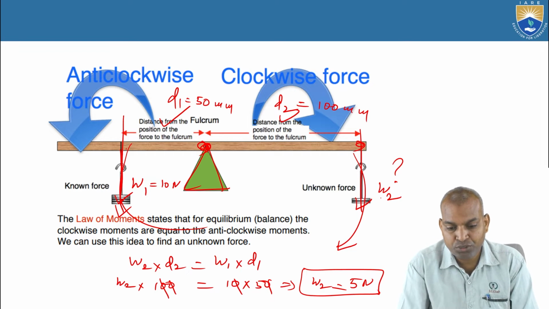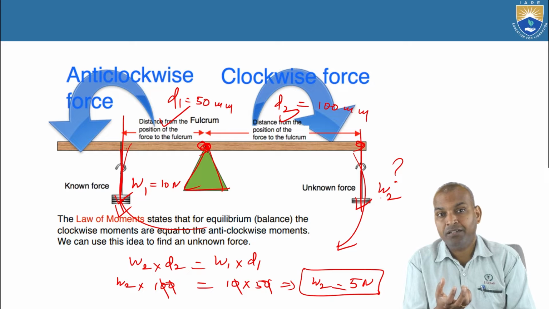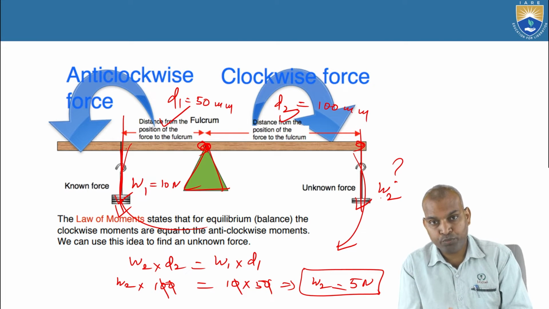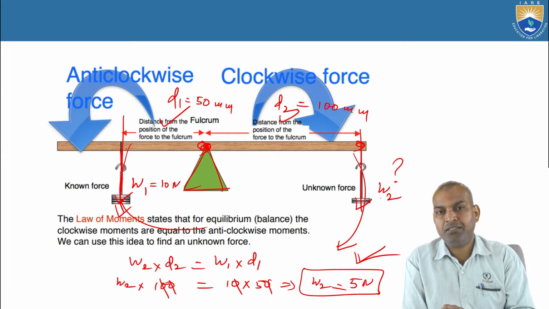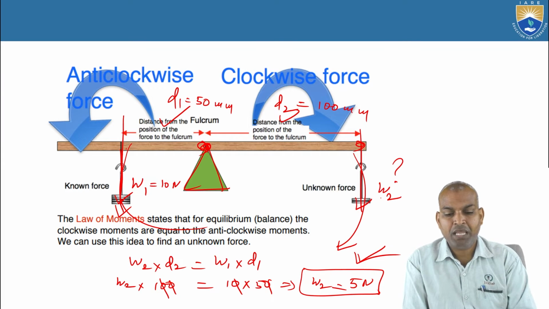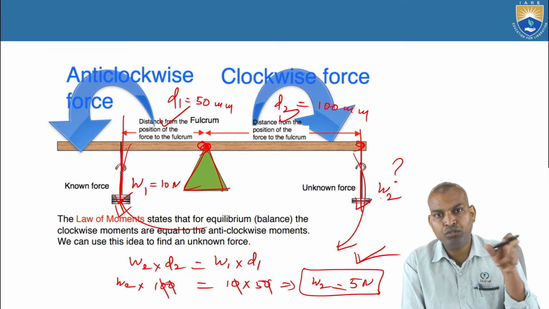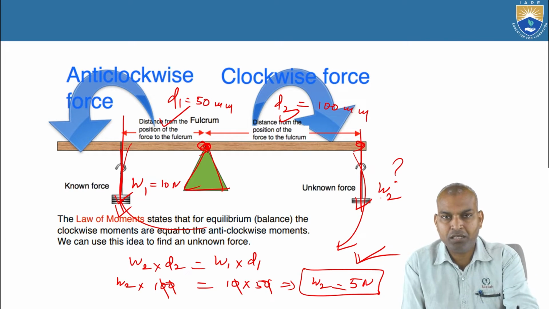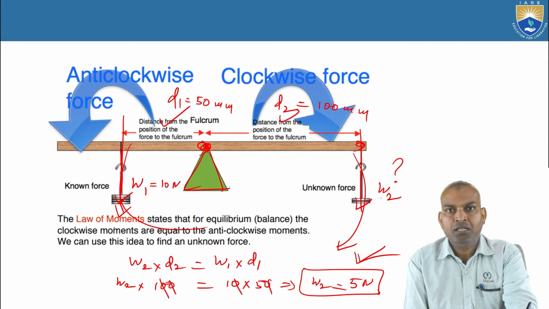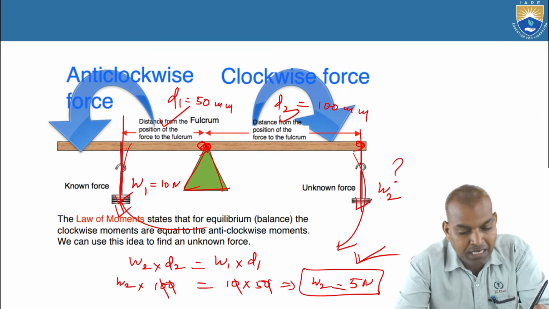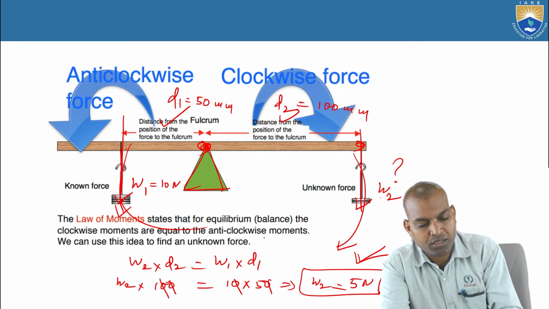For that, how much distance? We already kept D2 distance, so 100 millimeters. But how much weight is required? At the distance of 100 millimeters, W2 becomes how much? 5 newtons. So if you use a 5 newtons weight at a distance of 100 millimeters, the moment caused by W2 D2 is equal to the moment caused by the force of W1 at a distance of D1. Alright. So by using the law of moments, we can calculate the unknown force.